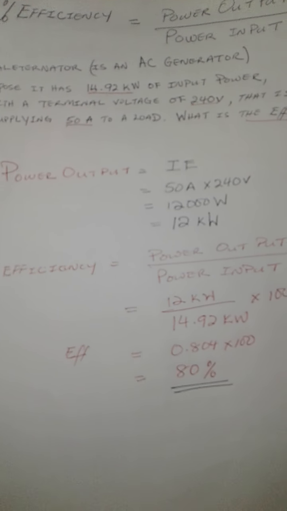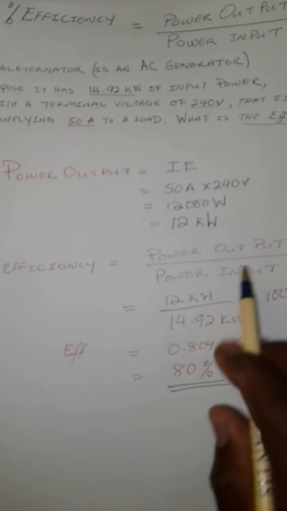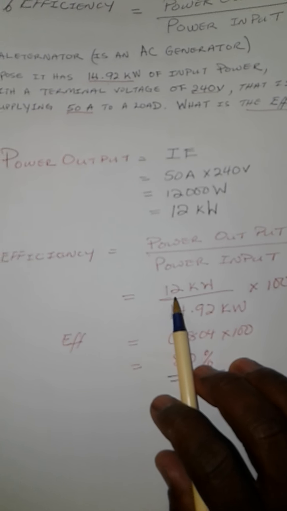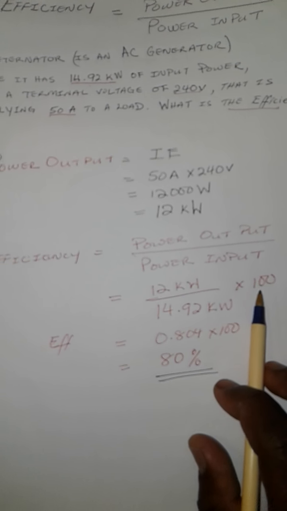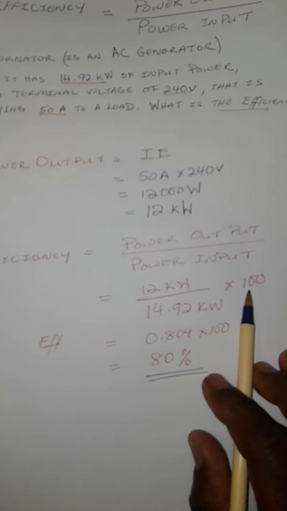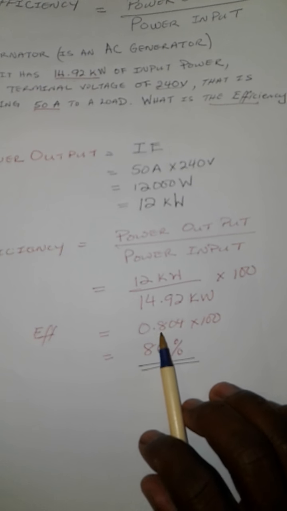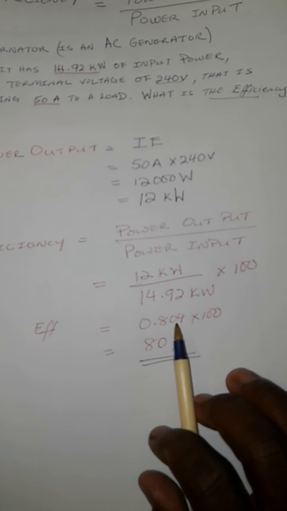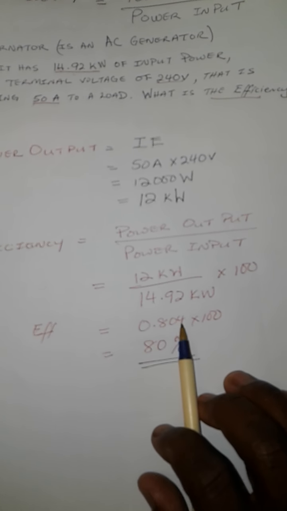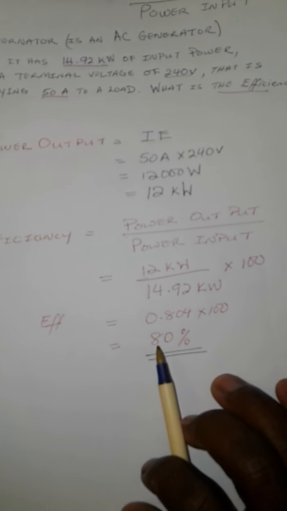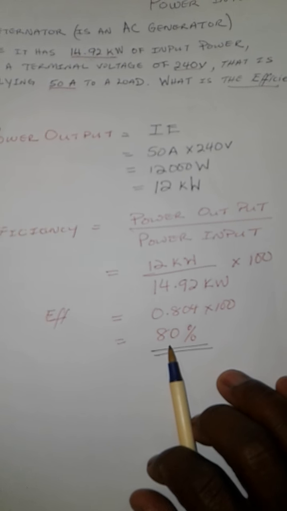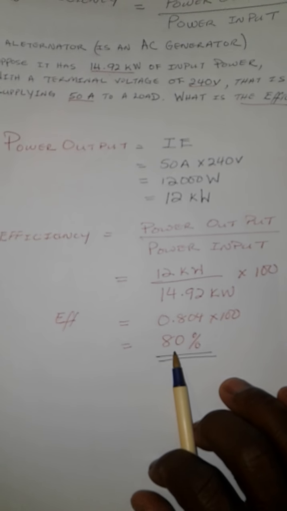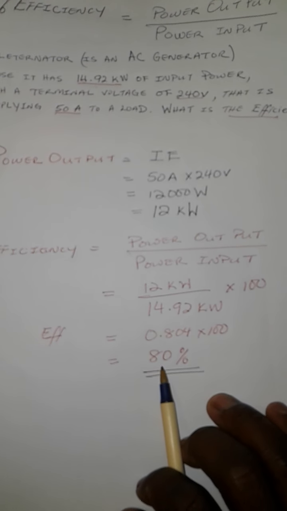So efficiency is equal to power output over power input, which would be 12 kilowatts over 14.92 kilowatts times 100, because we are going to find the percentage. This gives us 0.804 times 100. We are rounding that off to now 80%. So this alternator would be 80% efficient.